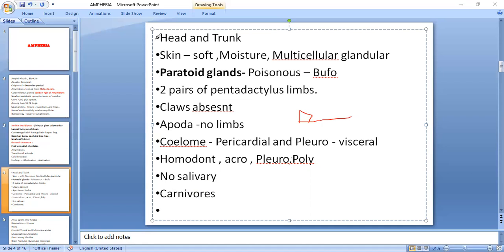And then polyphyodont, so many times teeth are lost and reformed again, so that is a special feature of polyphyodont type of dentition. And there are no salivary glands, and these are the carnivores, almost all the amphibians.